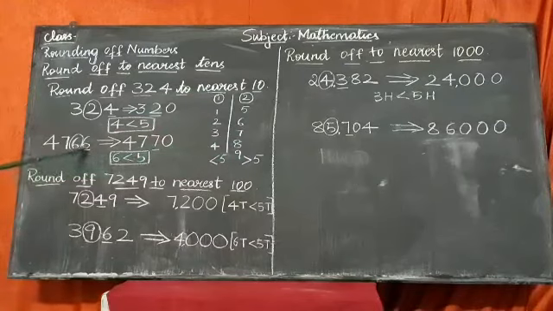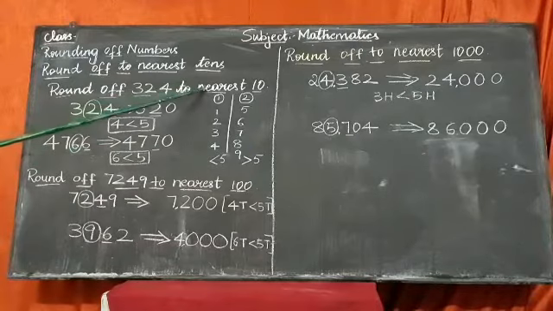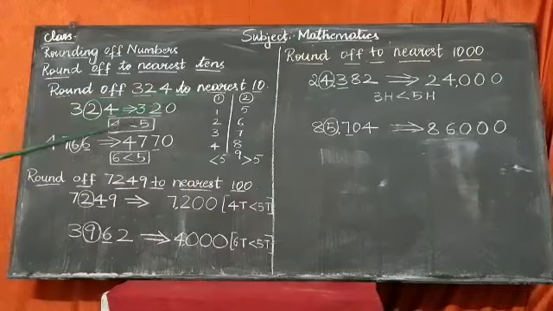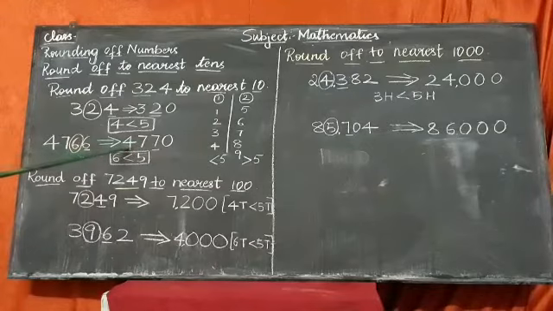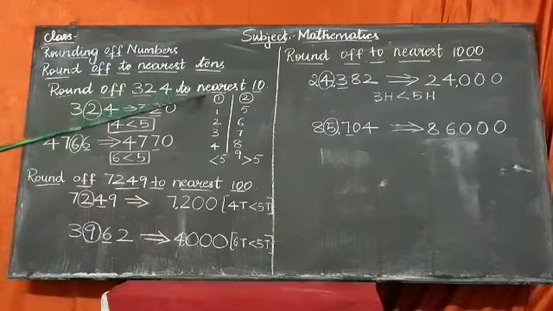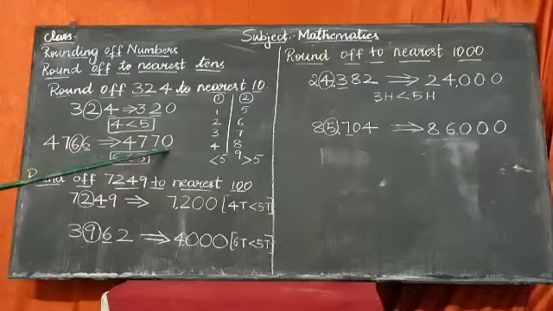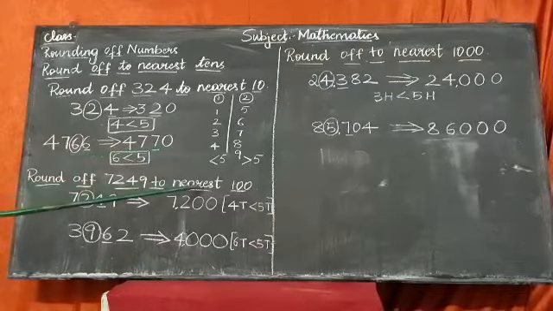5 is lesser than 6. So I am taking 0 in the ones place, and I am increasing by 1 in the tens place, because I should round off to the nearest 10. So this 6 becomes 7. In hundreds place 7 remains the same, and in thousands place 4 remains the same. So we have rounded off this number to the nearest 10, that is 4,770.